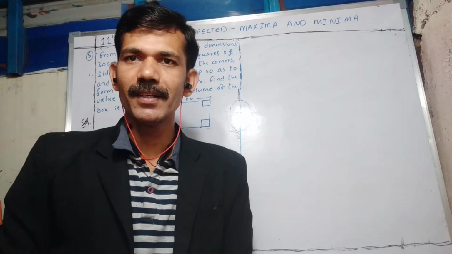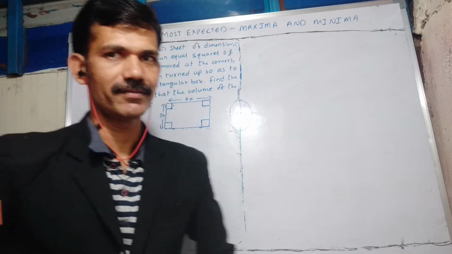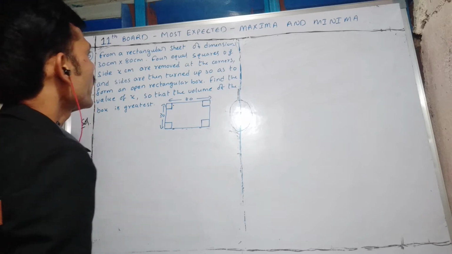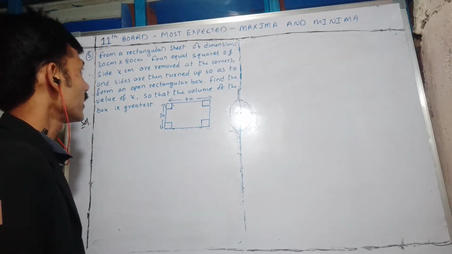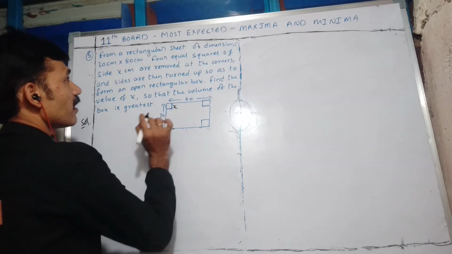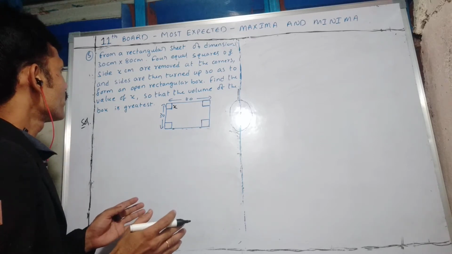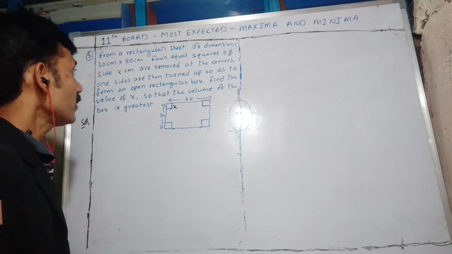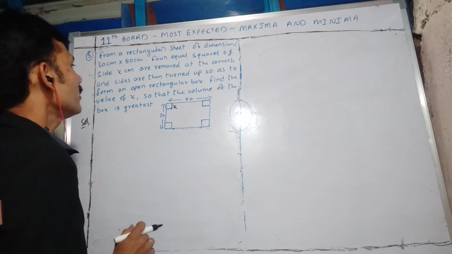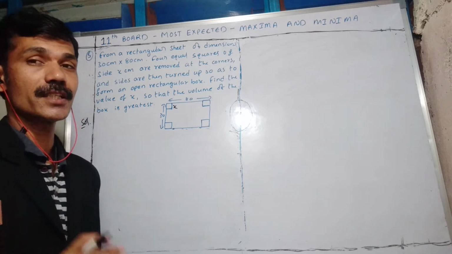Welcome to all. Let us solve the most expected question from the applications of derivative chapter. The question is given like this: from a rectangular sheet of dimensions 30 and 80, four equal squares of side x centimeters are removed at the corners and then turned up so as to form an open rectangular box. Find the value of x so that the volume of the box is greatest.